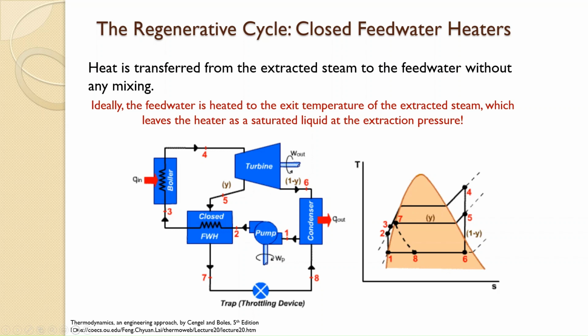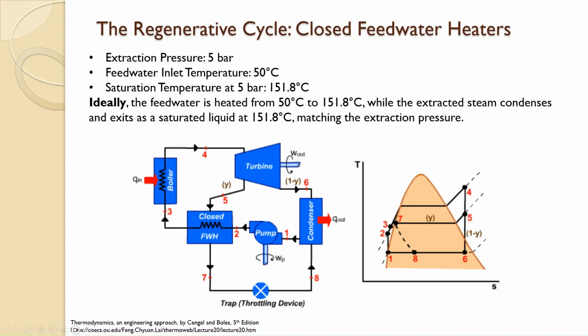Ideally, the feedwater is heated to the exit temperature of the extracted steam, which leaves the heater as a saturated liquid at the extraction pressure. What does this mean? Let's say that the extraction pressure of this bleeding stream is 5 bar. The saturation temperature at 5 bar is 151.8 degrees C according to steam tables. Let's say the feedwater inlet temperature is 50 degrees C before entering the closed feedwater heater at state 2.